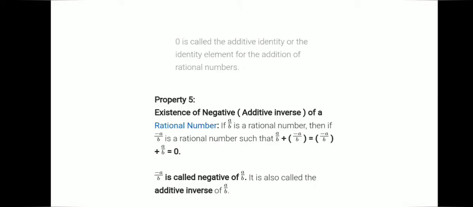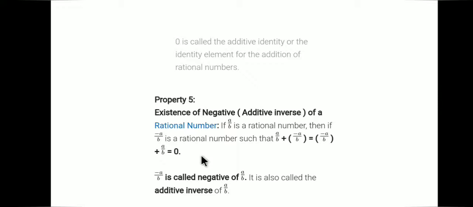Therefore 0 is called the additive identity, or the identity element for the addition of rational numbers. Property 5, existence of the negative or the additive inverse of a rational number. If a upon b is a rational number, then minus a upon b is a rational number such that a upon b plus minus of a upon b is equal to minus of a upon b plus a upon b is equal to 0.